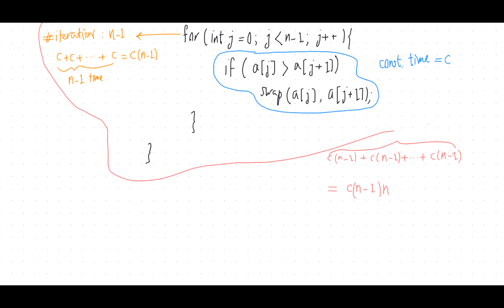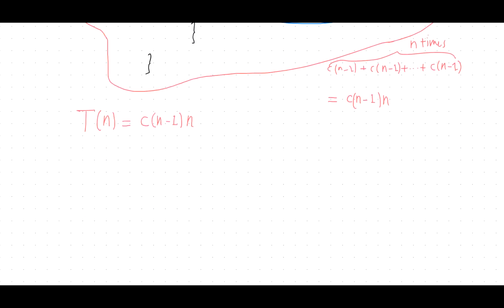So repeat it n times. Okay, so we can say T of n, the running time of bubble sort on an array of size n, is c times n minus 1 times n for some constant c. And if you want to simplify this using asymptotic notation, which we talked about before, first we can distribute, and we get cn squared minus cn.